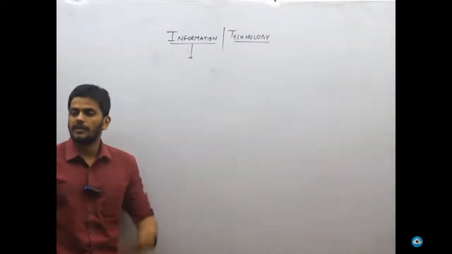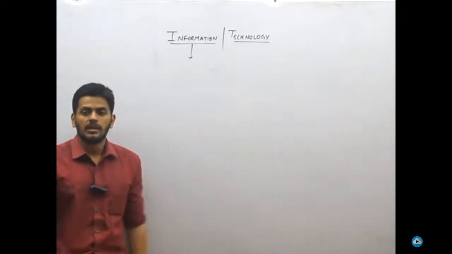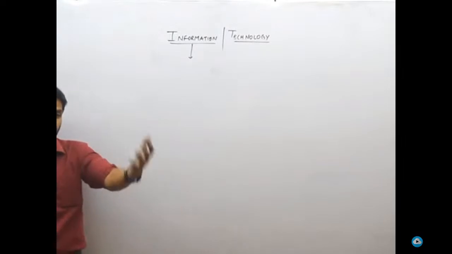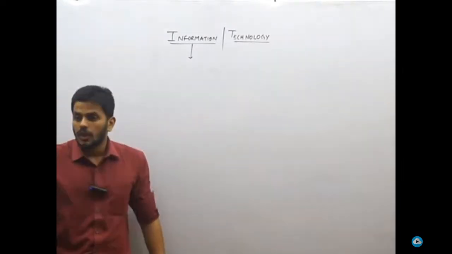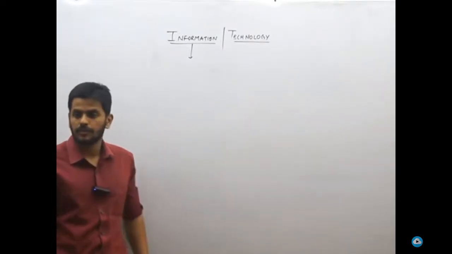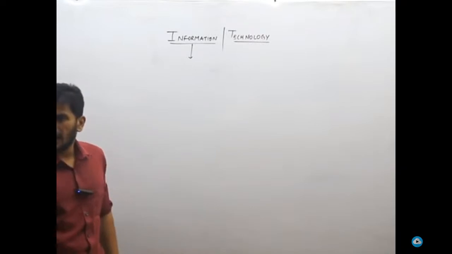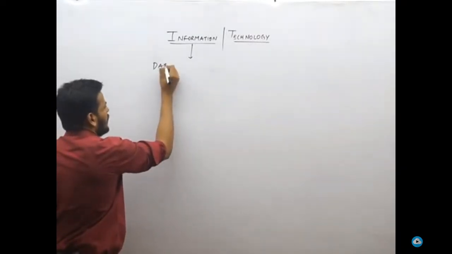So guys, tell me generally, whenever you are talking about the term information, what comes to your mind? You say, I'm going to give you some information, or I'm going to get some information. When we are using the word information, what do we mean by information? Data. Some kind of data, right? Okay, that is something. Tell me what all comes to your mind, we will discuss.